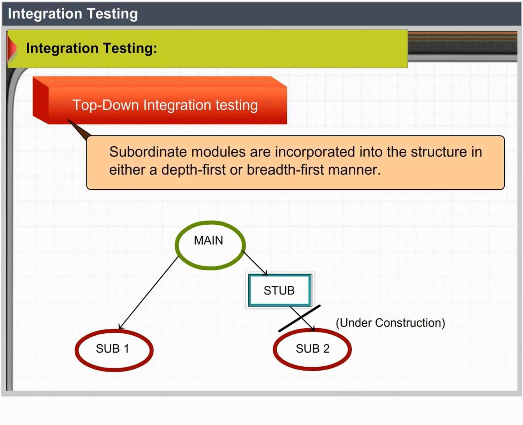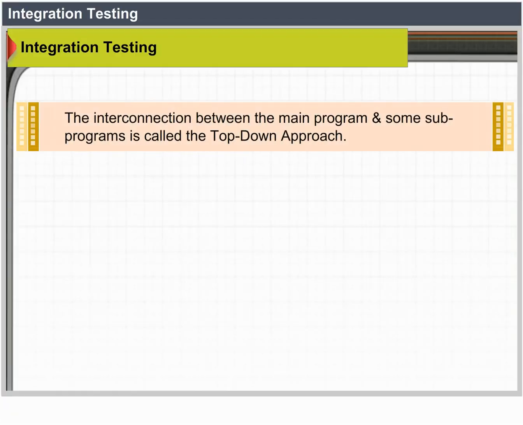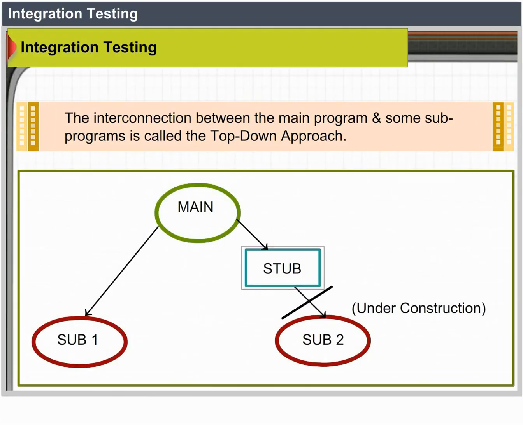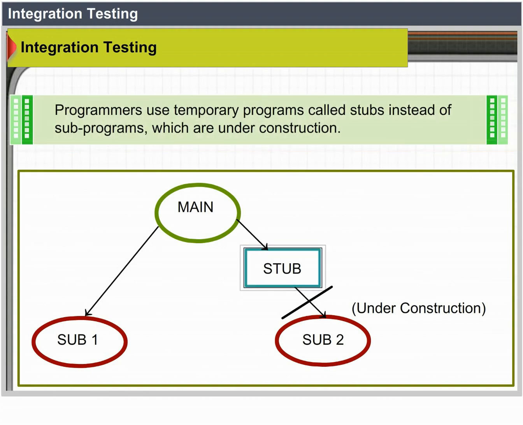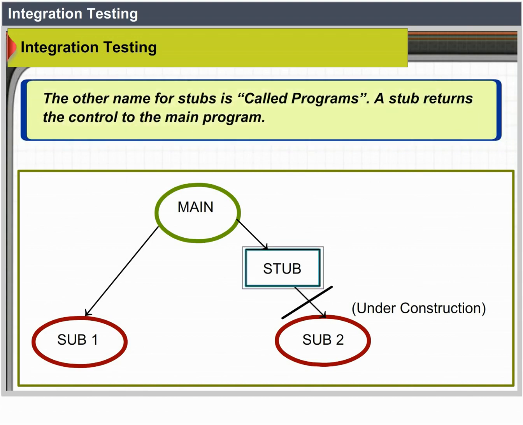Subordinate modules are incorporated into the structure in either a depth-first or breadth-first manner. The interconnection of the main program and some subprograms is called the top-down approach. Programmers use temporary programs called stubs instead of subprograms which are under construction. The other name for stubs is called dummy programs. A stub returns the control to the main program.